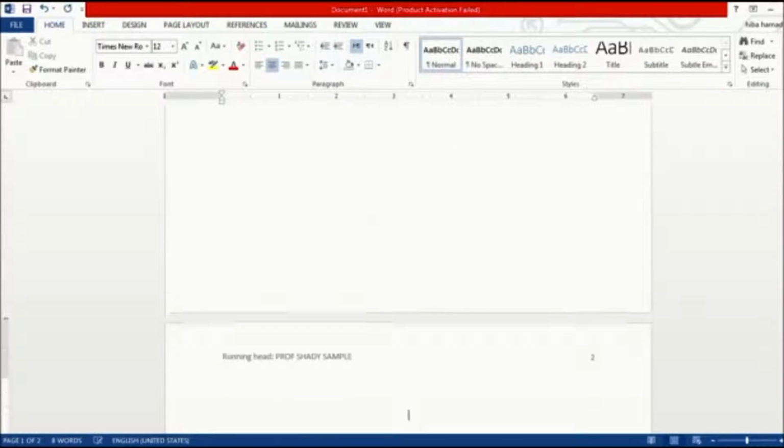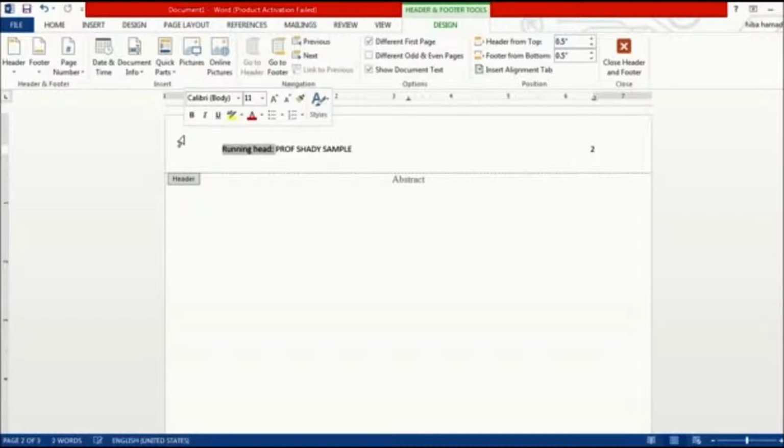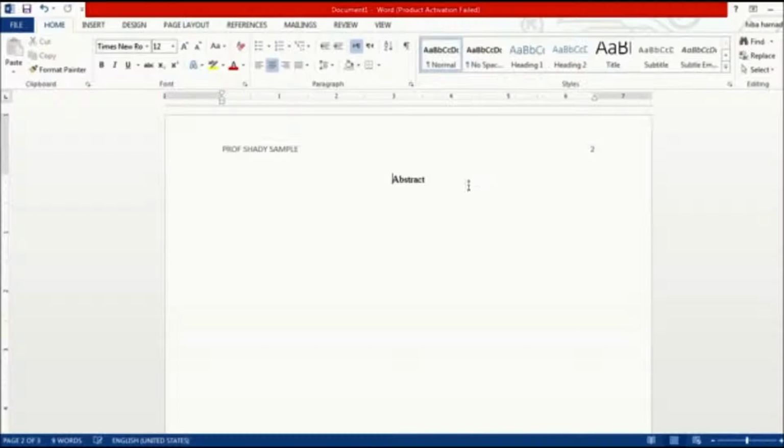Alright, so moving on to the body of your research, the first page should be the abstract. Keep in mind that you have to change the header and you remove the running head. We'll tell you what to include in the abstract in the next video. It should be 250 words approximately.